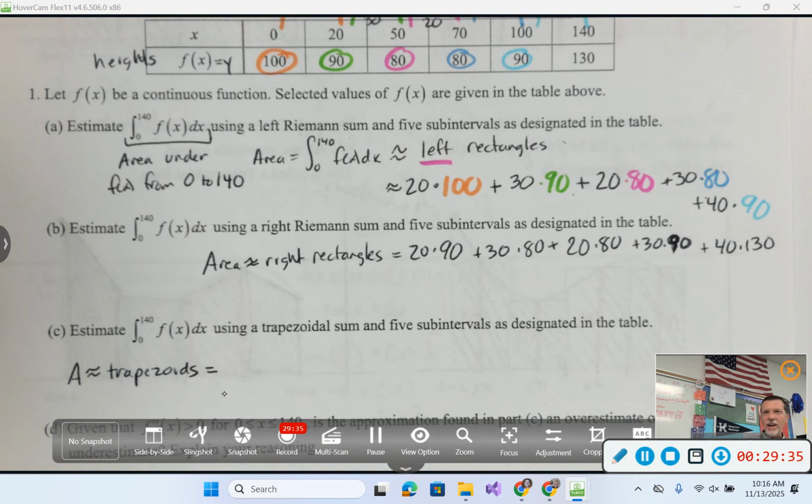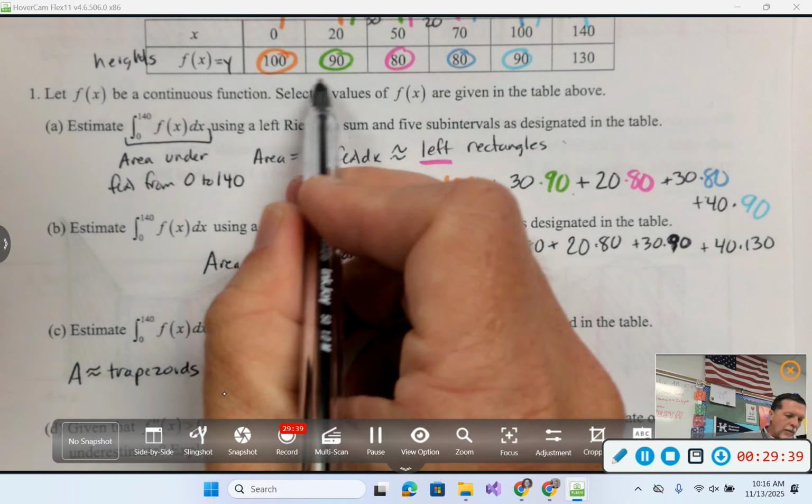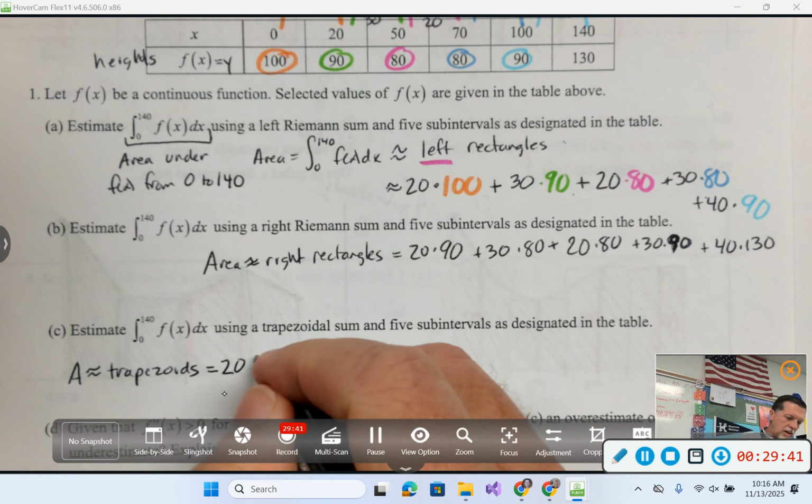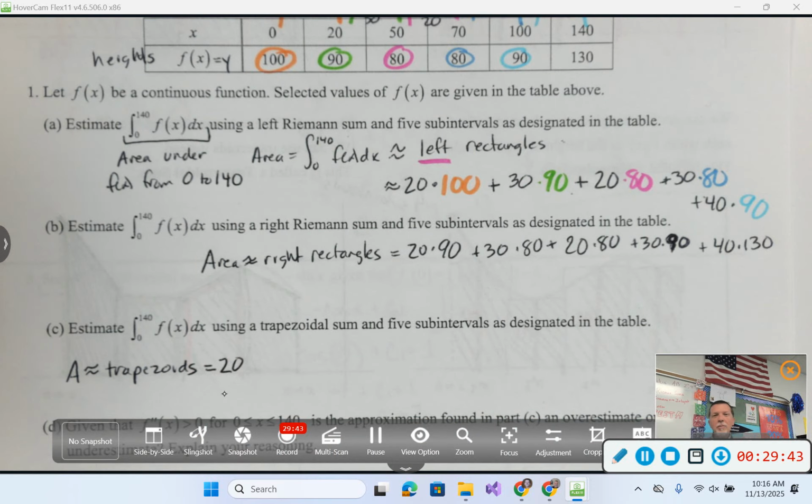What's the base of it? How wide is the base? 20. And then the average height, I'm just going to use both of them. I'm going to put them in order. Some people put the smallest one in the biggest one. It doesn't matter, but to me it makes more sense if I put them in order.